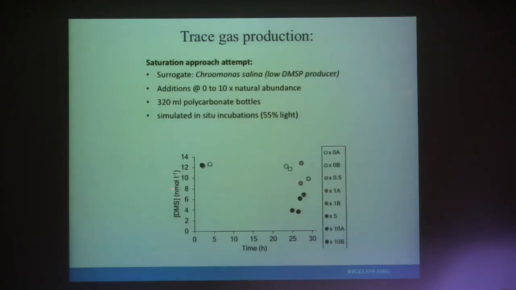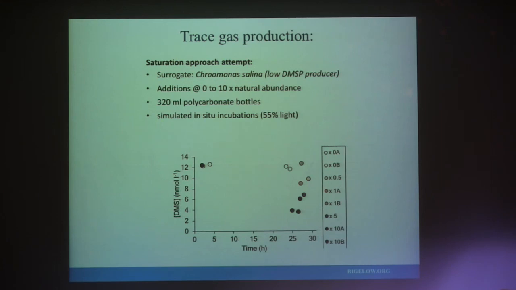But what you can do is maybe saturate the grazers and use that approach. So if you add surrogate prey at varying levels, so this is how many times fold the natural abundance of nanophytoplankton in this case, carry out the same sort of experiments, incubate them over 24 hours and measure the DMS, then the more saturation of the grazers that you carry out, the less DMS production you get. So it might be a useful tool.